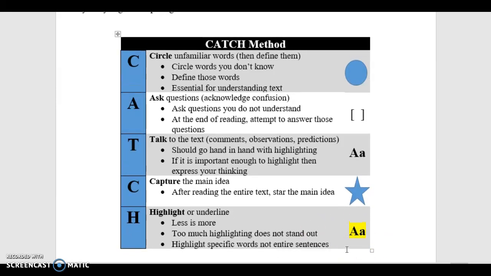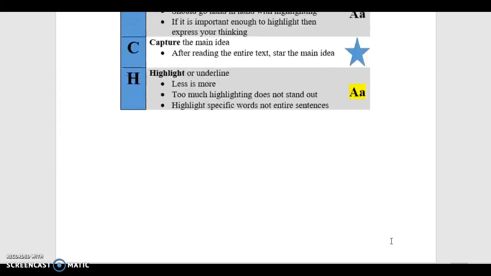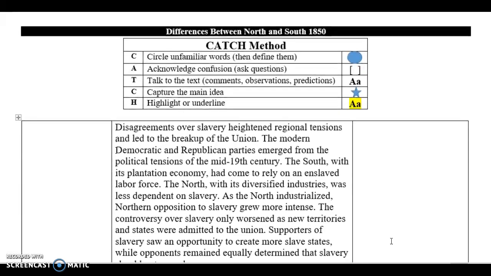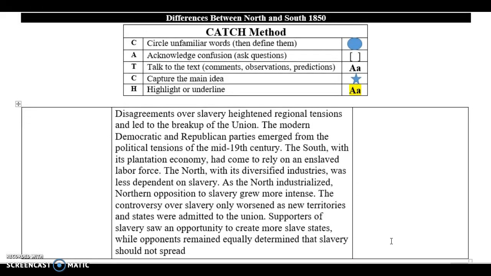Now that we know a little bit about the CATCH method, we're going to see it in practice by annotating specific text. The text we are going to be annotating is Differences between North and South 1850. I'm going to read through this passage and use the CATCH method to understand what this passage is about. Okay. Disagreements over slavery heightened regional tensions and led to the breakup of the Union.